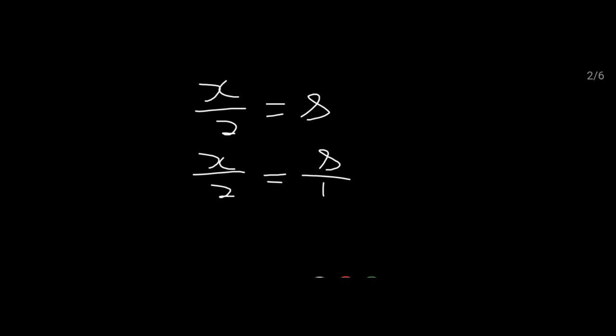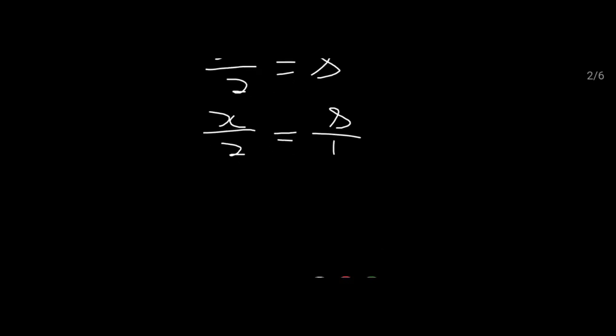I haven't changed anything. I have just made it a fraction, but I know this fraction is only 8, because any number divided by 1 is that number. So whenever you don't have a fraction in a scenario like this, just form a fraction by dividing by 1, because you won't change any value. Now with a fraction on both sides, we can cross multiply.